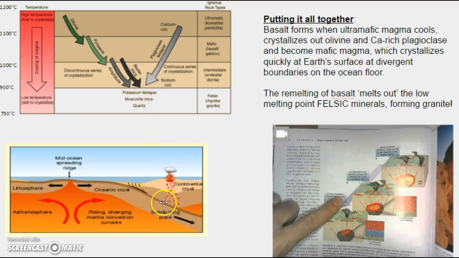If this is a solid rock, you're going to melt out or sweat out, right? The remelting of basalt melts out low melting point felsic minerals, forming granite. So as this reheats, it's traveling back inside the earth, high temperature, high pressure. You're going to melt out your quartz, your muscovite mica, and your K-spar, your potassium feldspar. So this is the result. Granite is the result of applying Bowen's reaction series to a mafic rock. In this case here, basalt. By melting basalt, you're going to get a process of partial melting to form this particular type of magma.